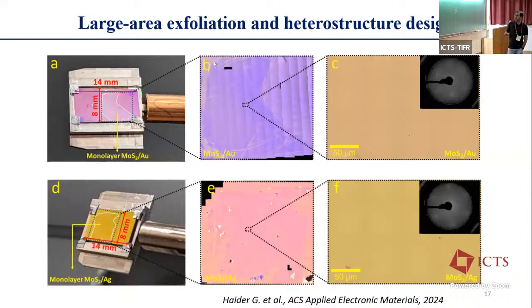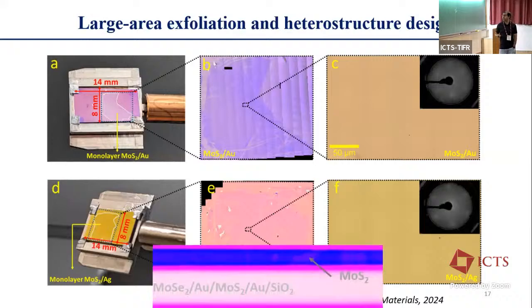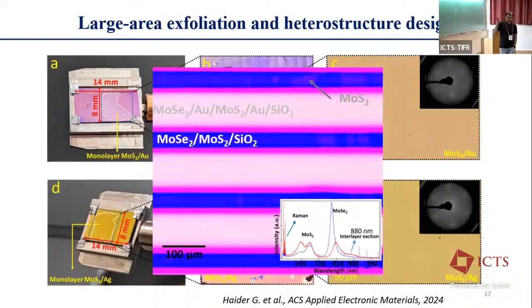And now the question is, this is on top of metal. Can we now get rid of metal? Yes, we can do that. We need to create this kind of metal stripe and then exfoliate on top of that. This is what I already have done.